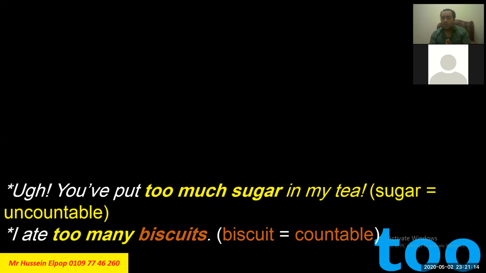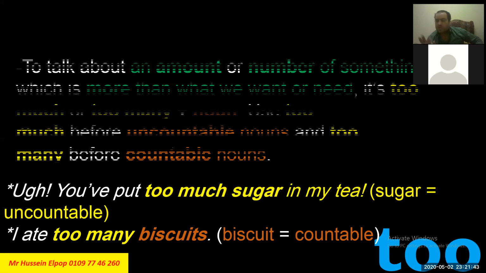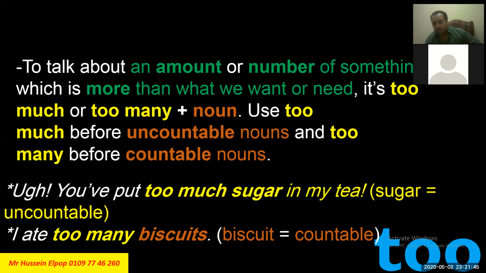You've put too much sugar in my tea. Too much, because sugar is uncountable, so we can't use too many. And biscuits? I ate too many biscuits. Biscuits are countable too. So here it's the same as so much, such. Here we have too many and too much. Exactly the same. Too much for uncountable nouns, while too many for countable nouns.